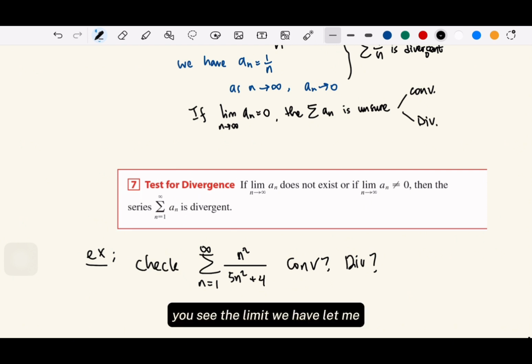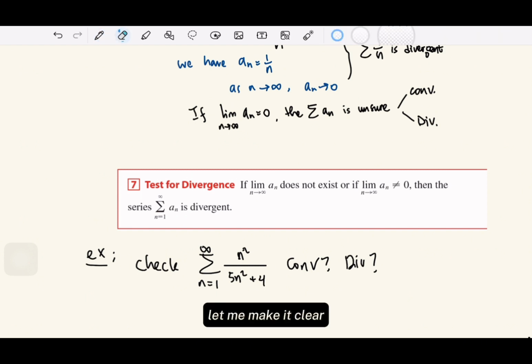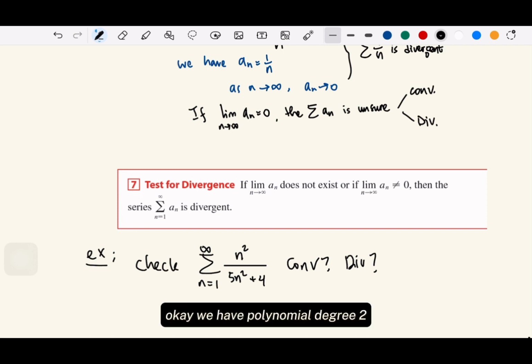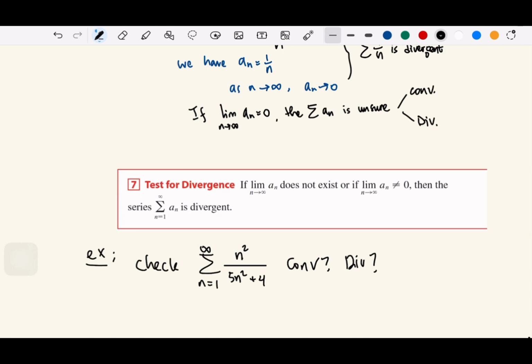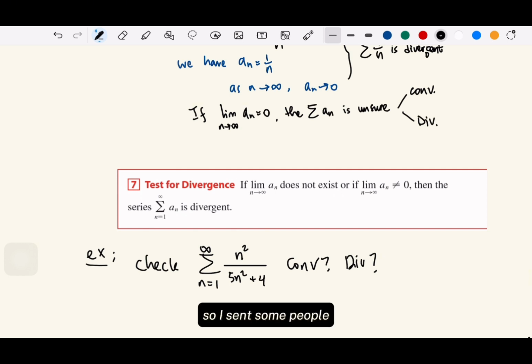We have this n squared. Let me make it clear. We have a polynomial of degree 2, right? Polynomial of degree 2, so we get the limit is 1 over 5, right? So it's not equal to 0, and it is equal to some value, which means that this will be the divergence test. Okay, so we take the limit.